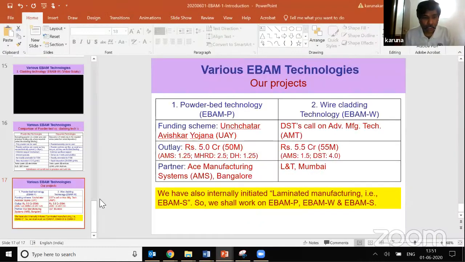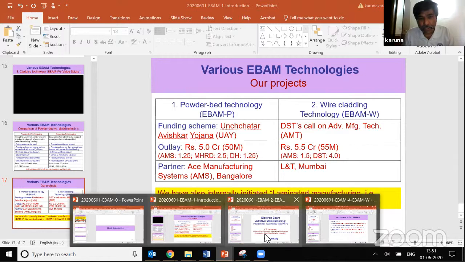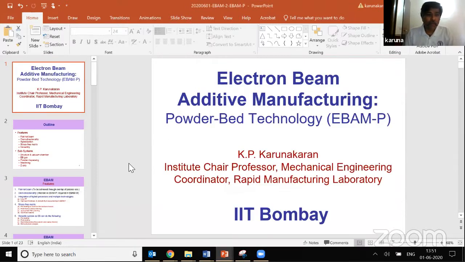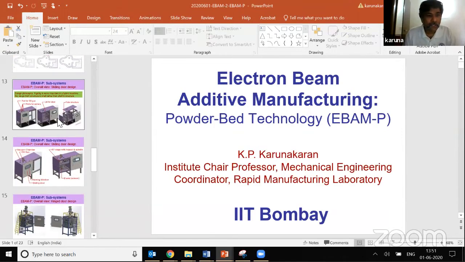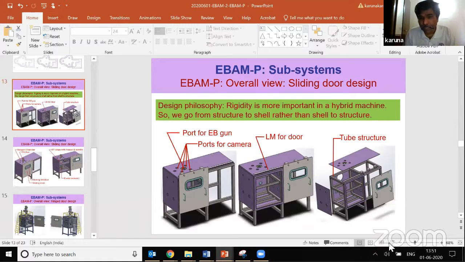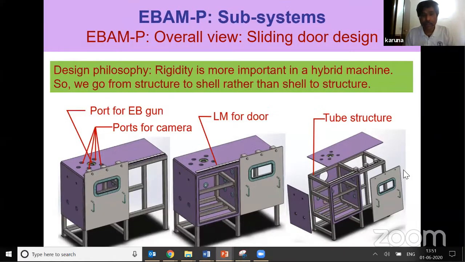Both these projects have started, so I'll quickly show our design. I'll not go into the details of it because we don't have time. So this is the machine design right now. This is our powder bed technology. This is the chamber we have built. The chamber will have a sliding door. So this is in closed condition, this is in open condition.